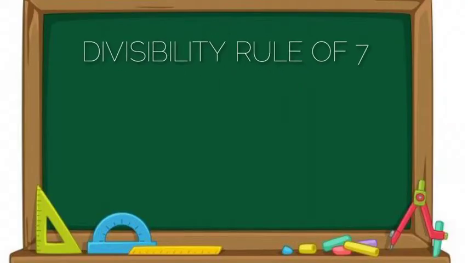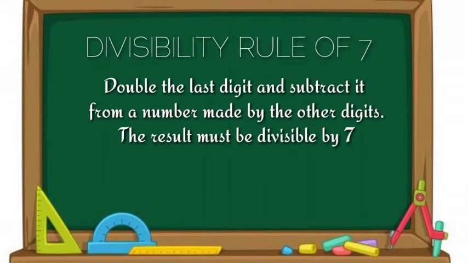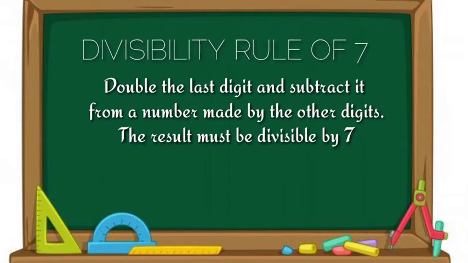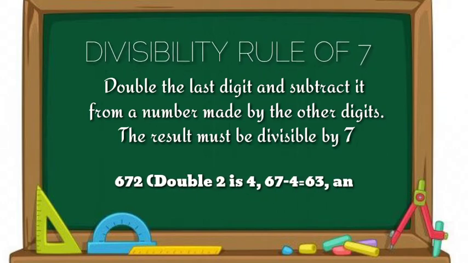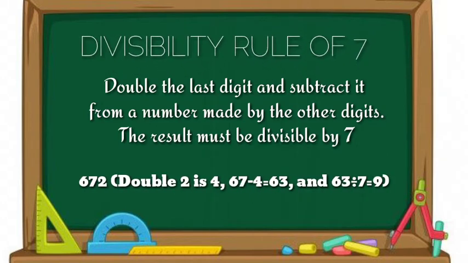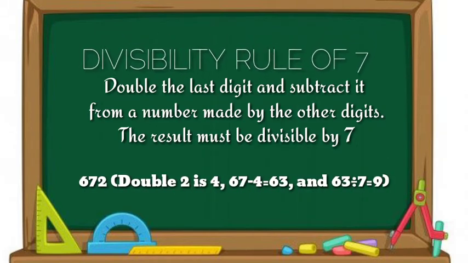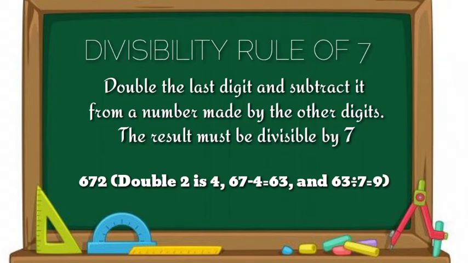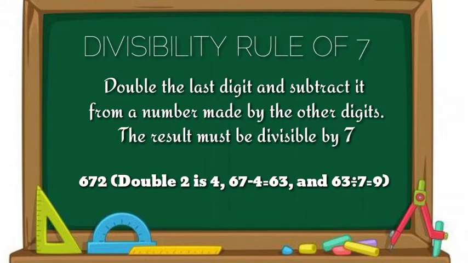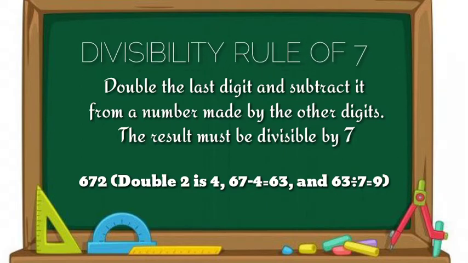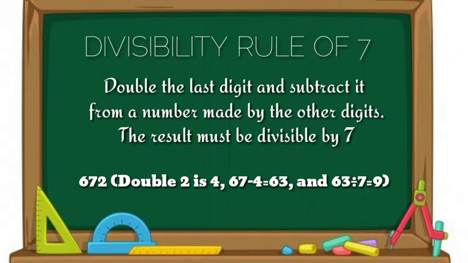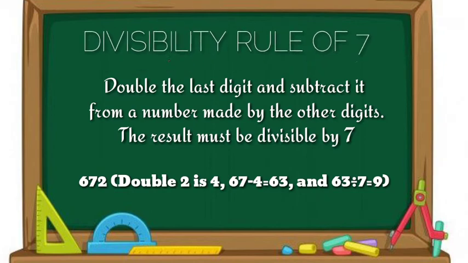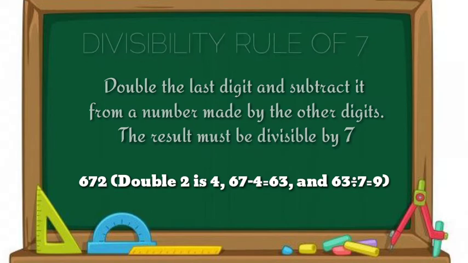Divisibility rule of 7: double the last digit and subtract it from the number made by the other digits. The result must be divisible by 7. For example, 672. Double 2, so it is 4, and 67 minus 4 is equal to 63. And 63 divided by 7 is equal to 9. So 672 is divisible by 7.